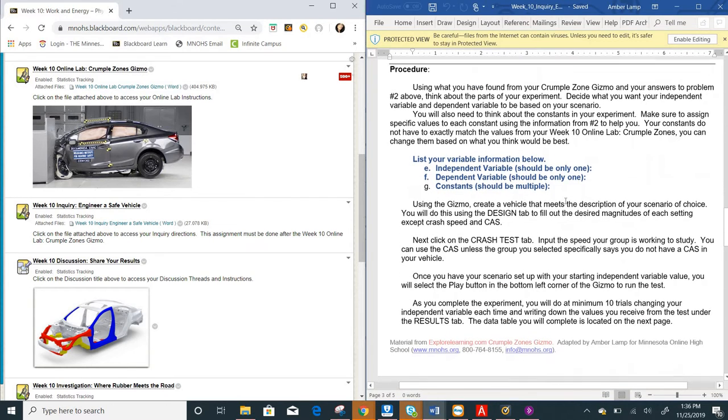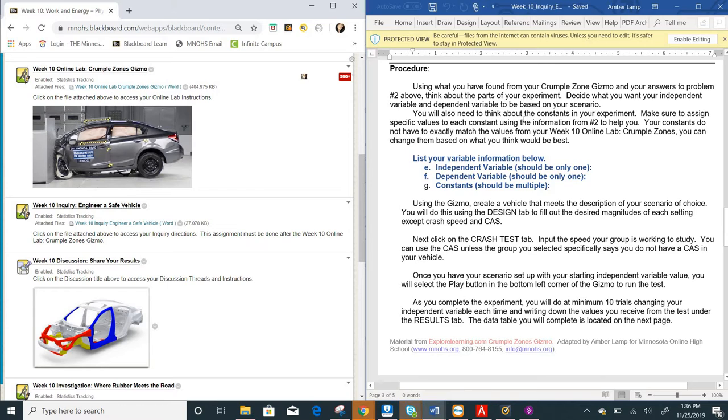Next is the procedure, and this is where I want you to determine, based on your scenario, what your independent variable is and what your dependent variable is. And then you'll also have constants.